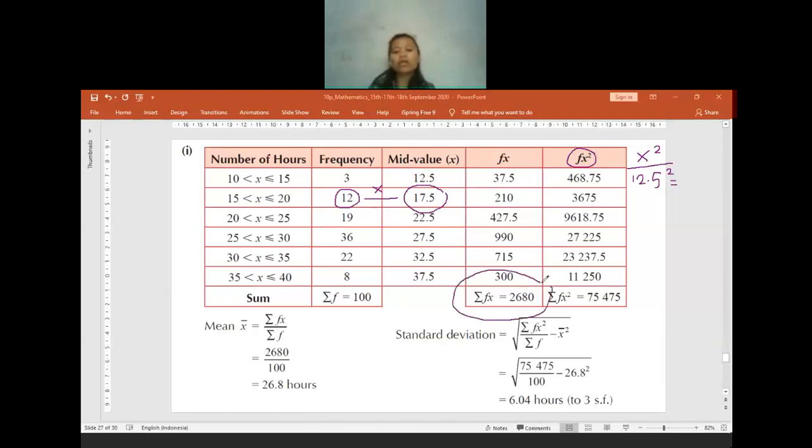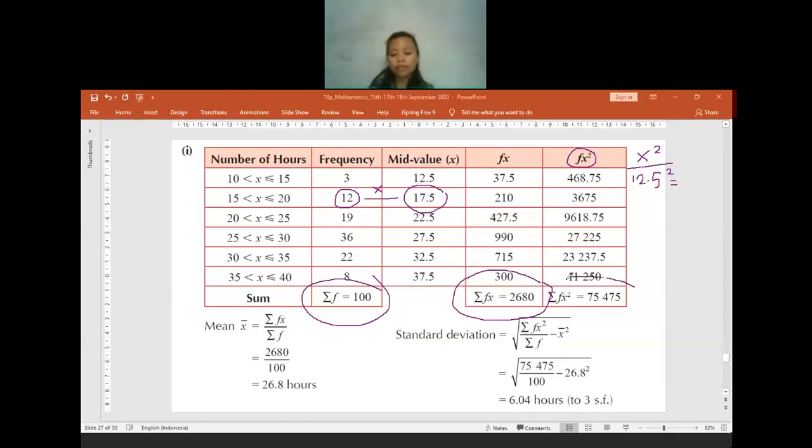Mean is sigma fx divided by sigma f. Sigma fx is already given. You divide it by sigma f, which is also given from the table, which equals 100. So you divide them, and you will get the mean as 26.8 hours.